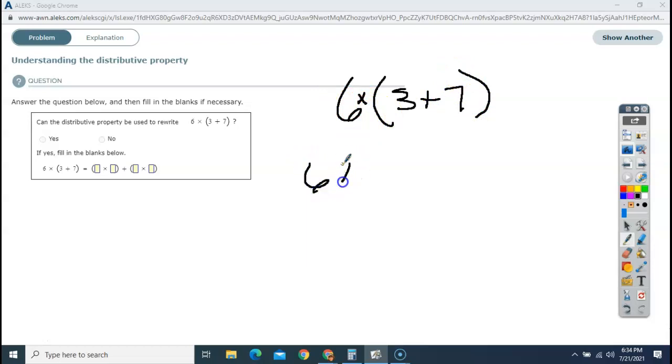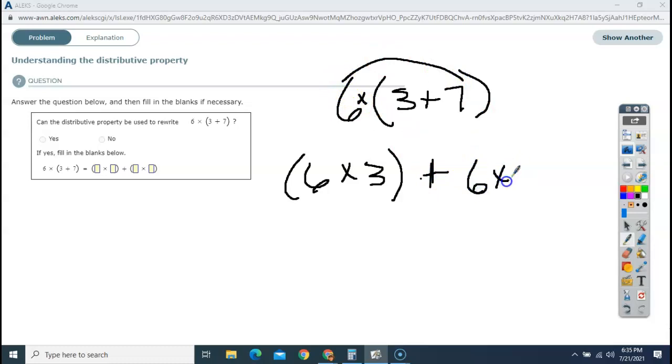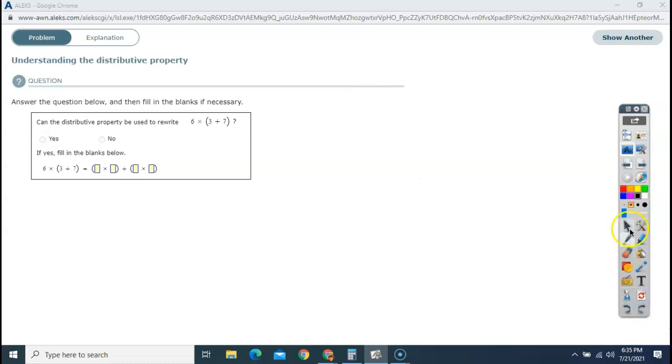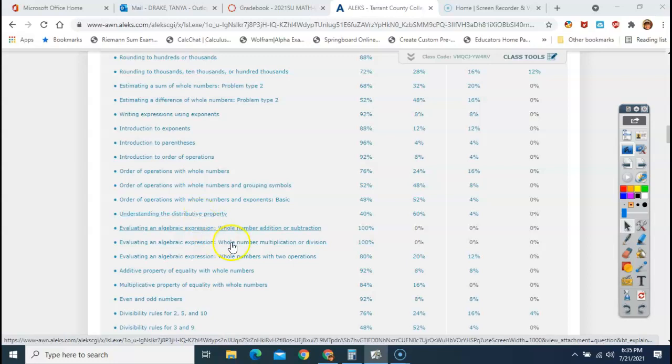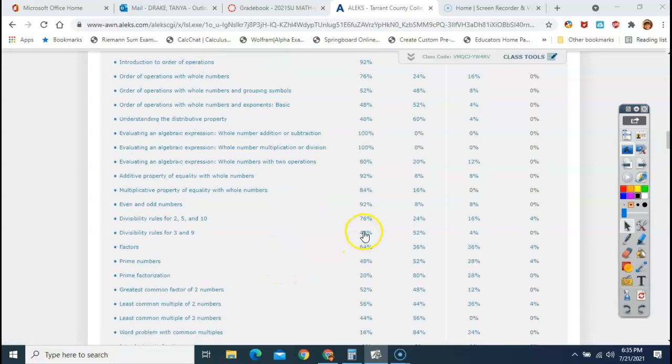You can say 6 times 3, put that in parentheses, plus 6 times 7. And we get 18 plus 42. All right, good job on that one. That was understanding the distributive property. All right, let's move on down.